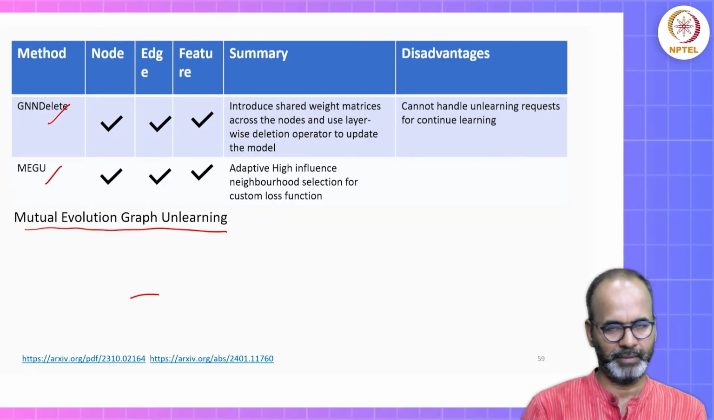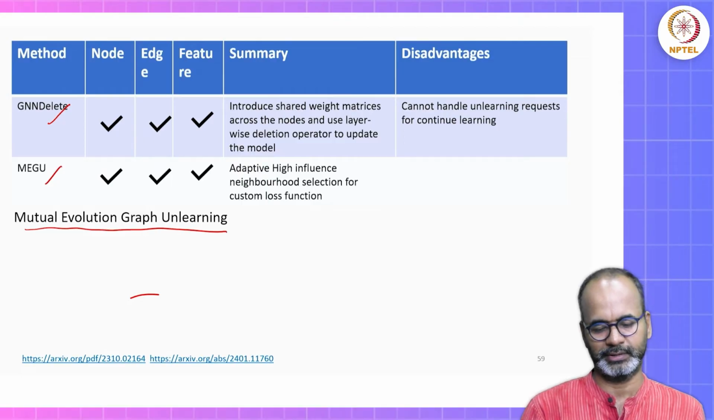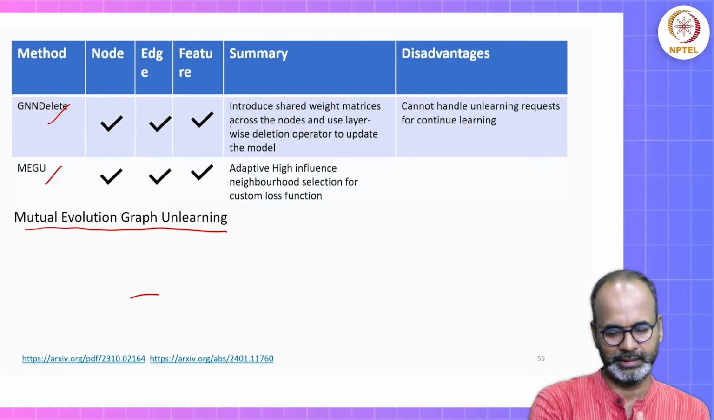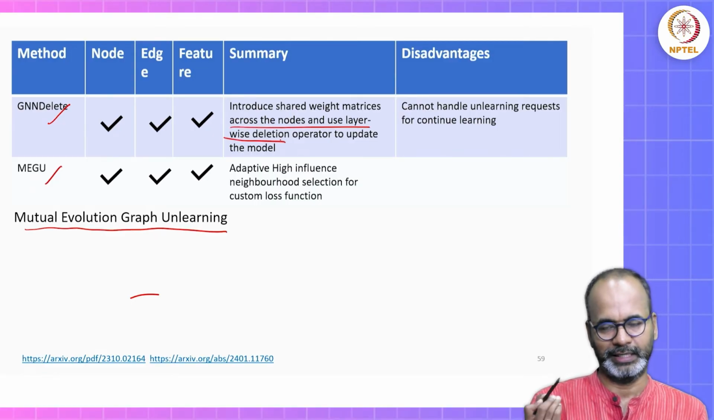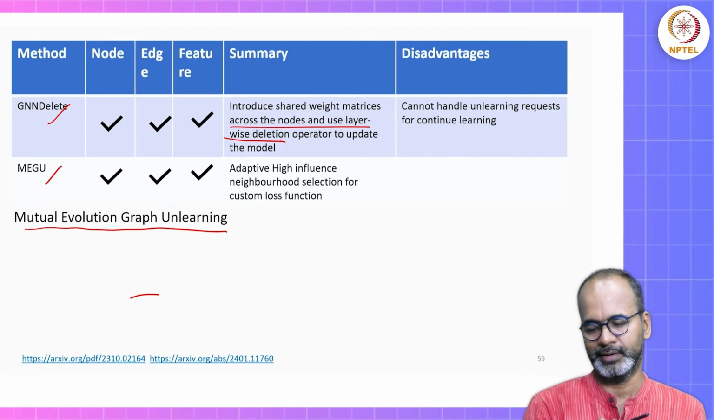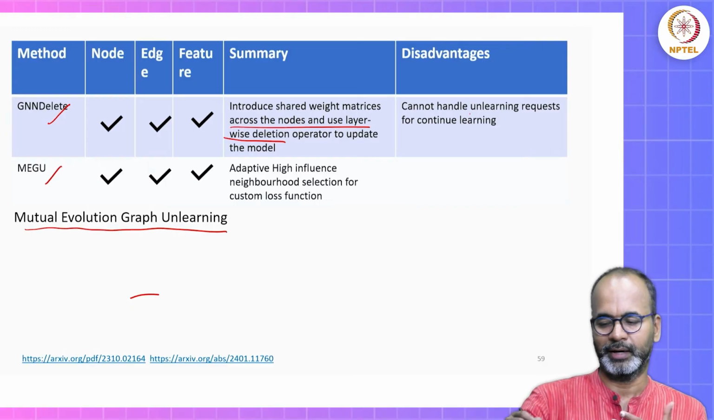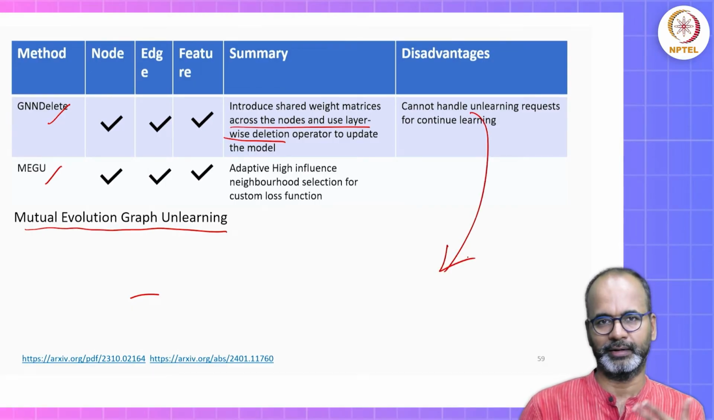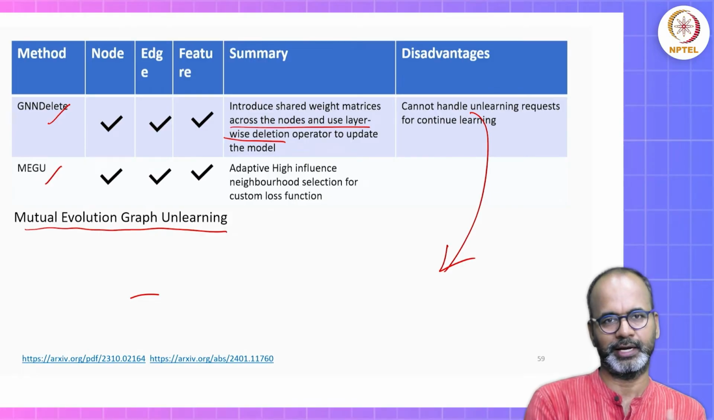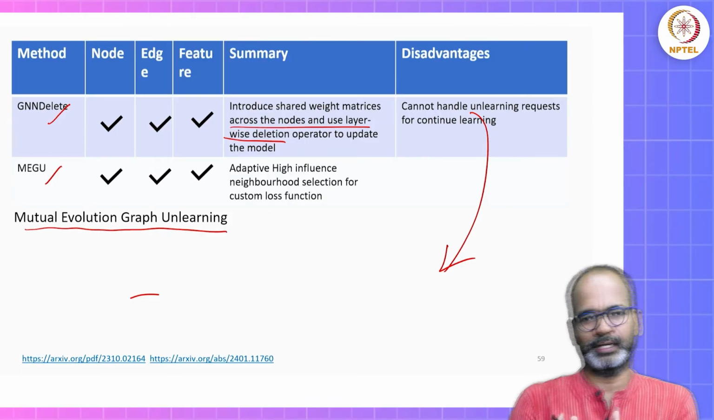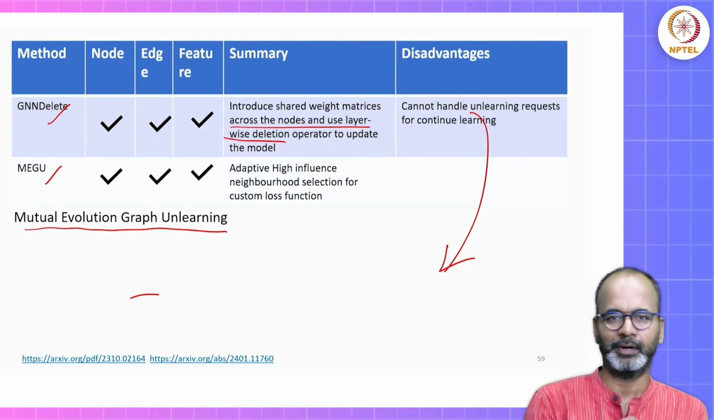GNNDelete and MEGU do all three, introduce shard weight matrices across nodes and use a layer-wise deletion operator to update the model, instead of this, which does it at every layer. It cannot handle unlearning requests for continued learning, which we also saw before, right? Continued learning, you want to keep updating the model very regularly. It is very hard. You can take GNNDelete, it can take requests for unlearning, does it all of them, and then produce the model.